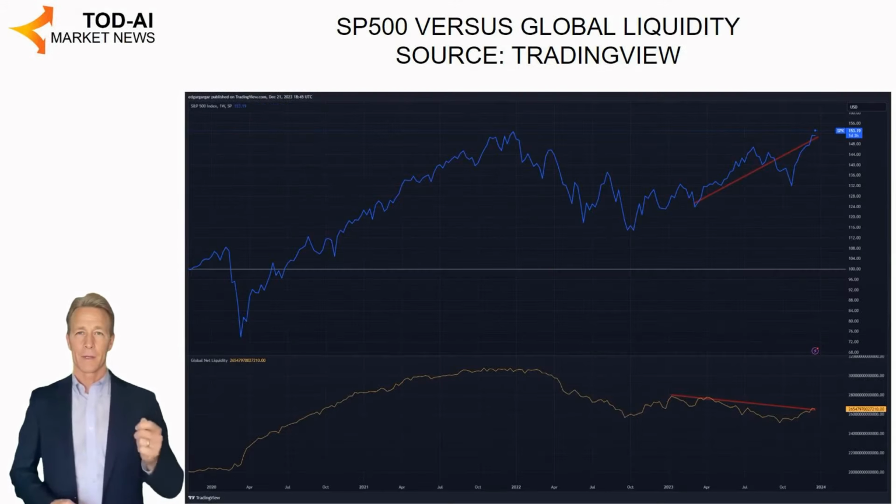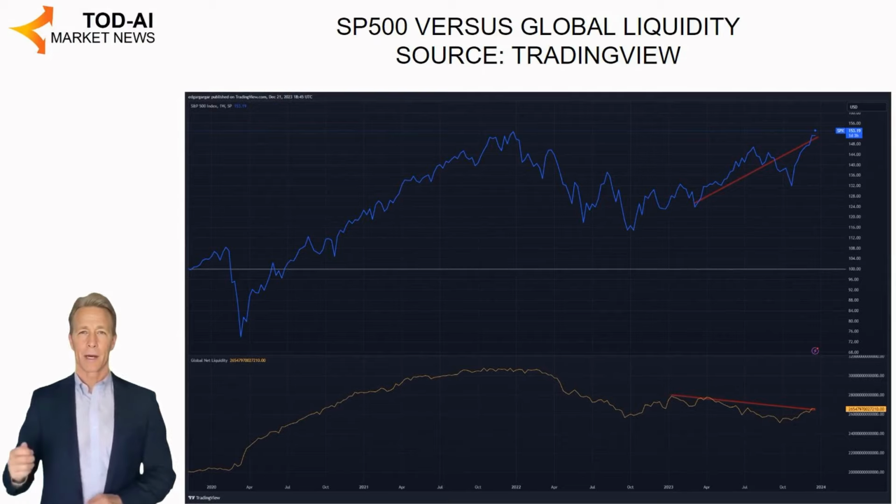This has caused a divergence between the liquidity that was falling and the stock market that was rising during the last months of 2023, as can be seen in the following graph, where we see the evolution of the stock market at the top, and that of liquidity at the bottom.